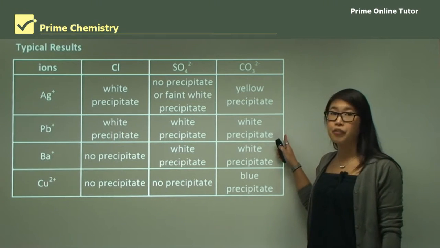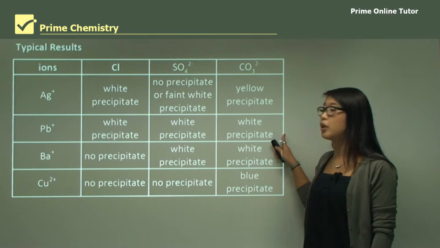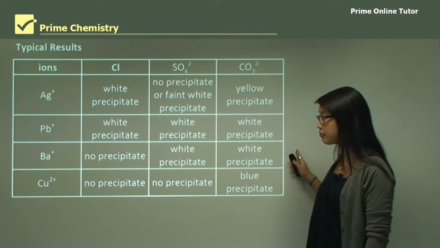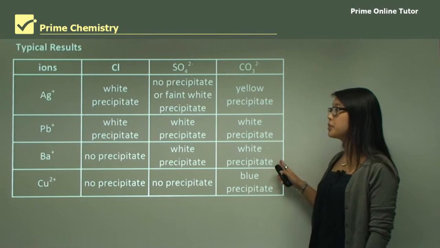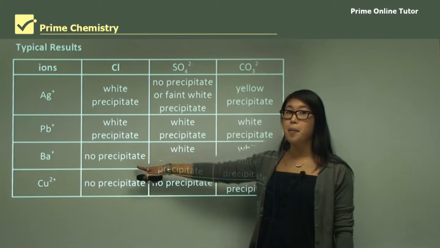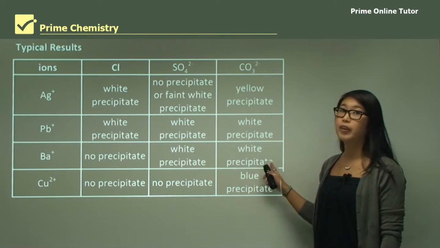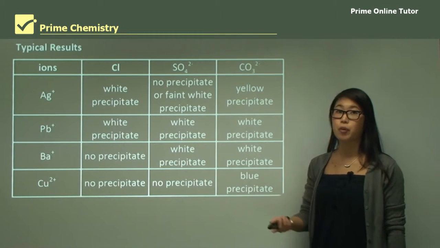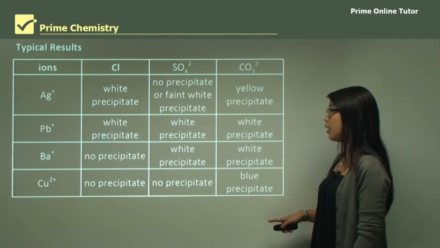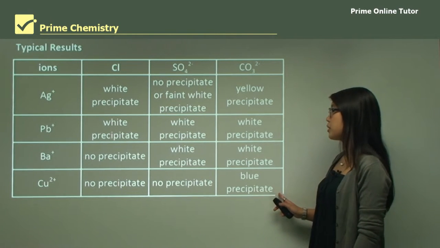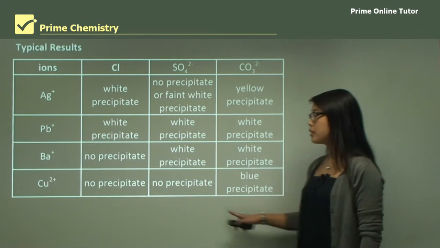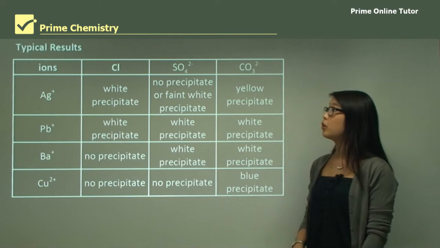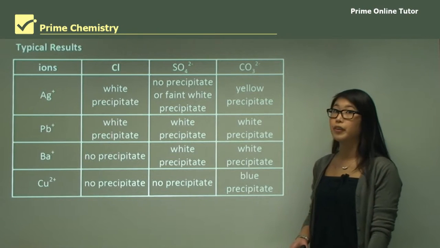For lead, we can't differentiate between any of the precipitates because they'll all be white, but they will precipitate with all 3 of these anions. Barium will have no precipitate with the chloride, but it will precipitate out with sulfate and with carbonate. But we can't tell the difference because they form white precipitates. Copper will only form a precipitate with the carbonate, so we won't see any solid if we mix it with a chloride ion or a sulfate ion.